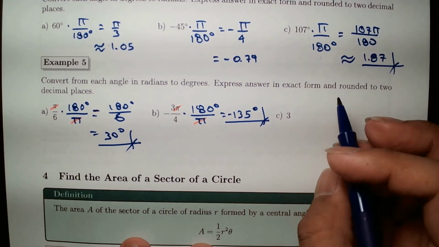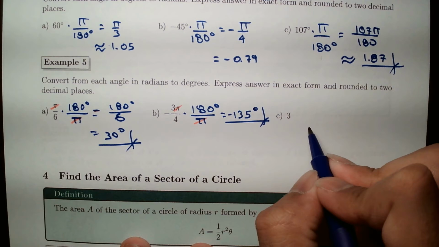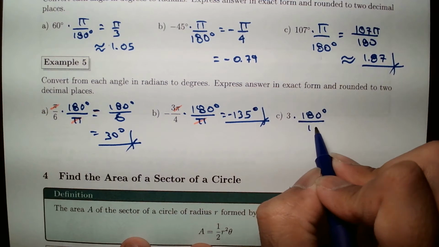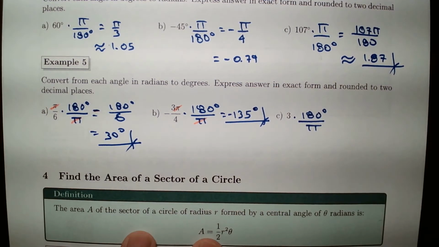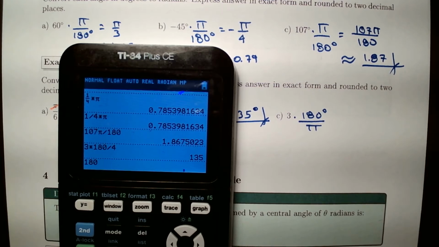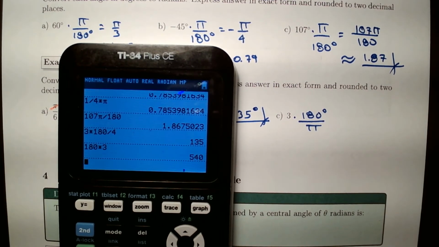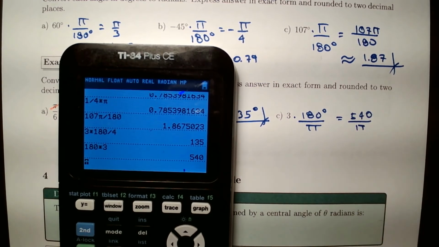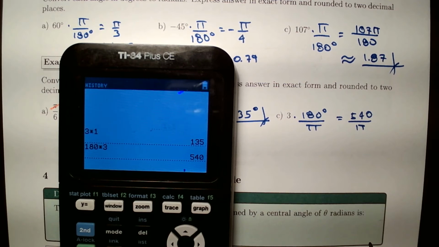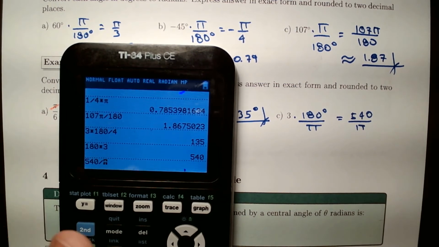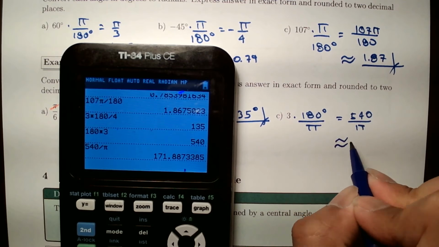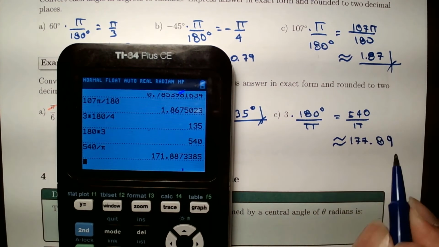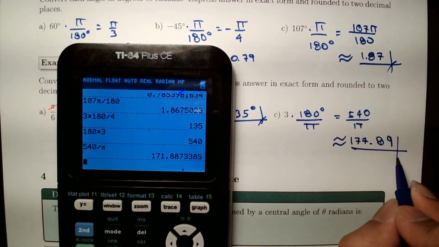And then 3 radians. Well, that's simply multiply by 180 and then divide by pi. Now 3 times 180, that's 540 over pi, which is approximately 171.88, that's 171.89 when we round to 2 decimal places. All right.